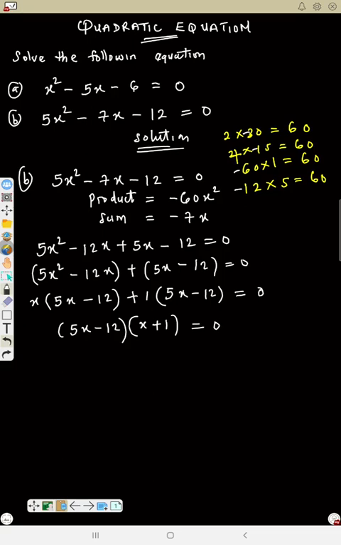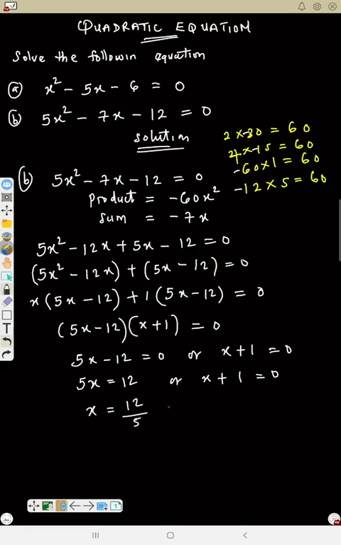So now for this equation to be true, this one must be 0 or this one must be 0. That means 5s minus 12 equals 0 or s plus 1 equals 0. So 5s will be equal to 12 or s is equal to minus 1. So s is equal to 12 over 5 or s is equal to minus 1. So that will be the answer.